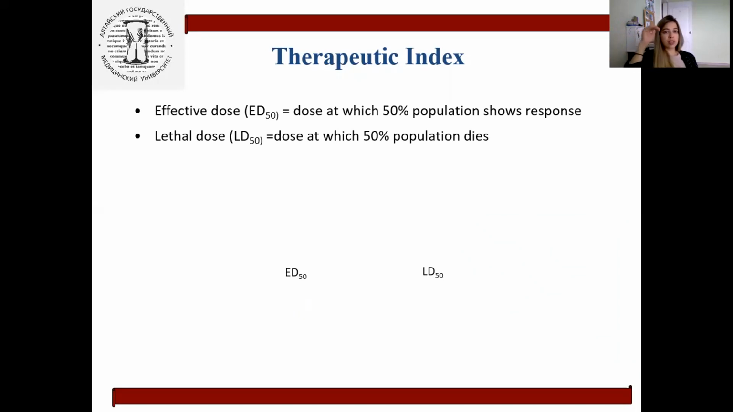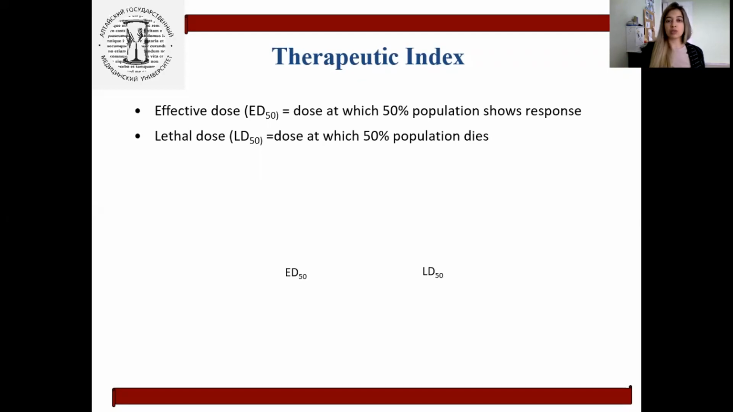For example, paracetamol effective dose is 500 milligrams, so 0.5 grams. This is the effective dose. Actually, it's not an effective dose. I'm not telling you the truth, it's just an example, at which 50% of the population shows the response. But we also have lethal dose.